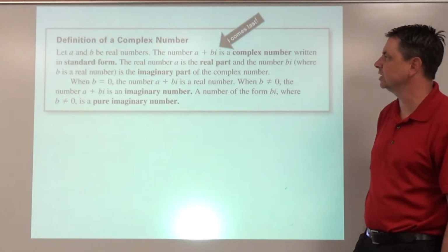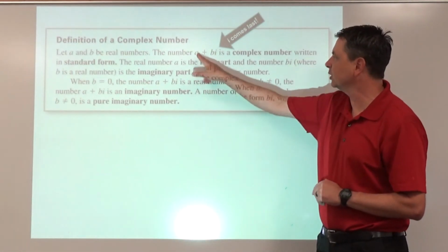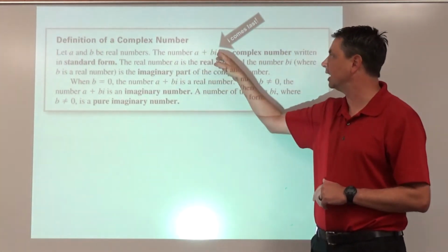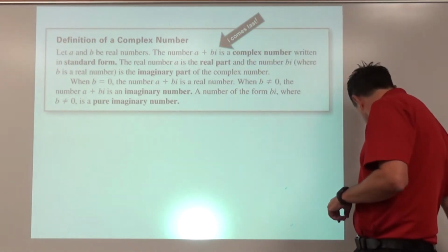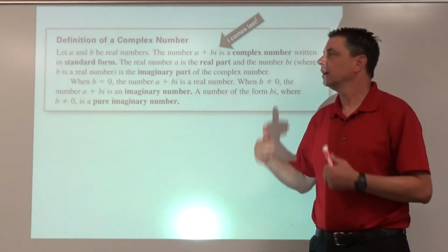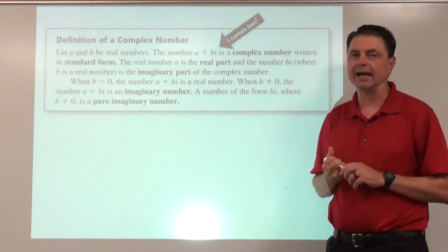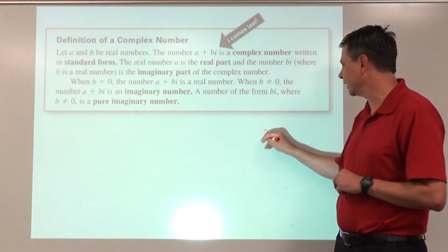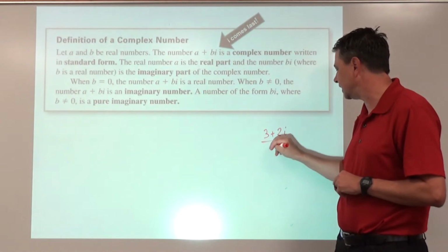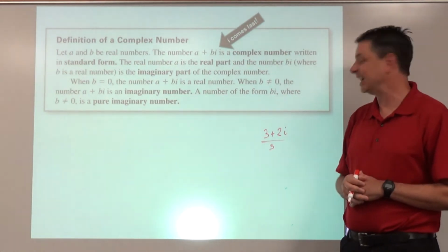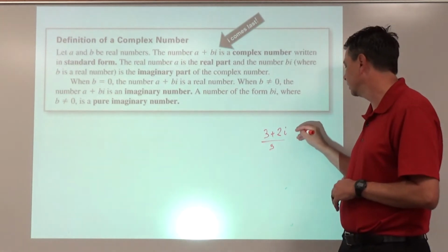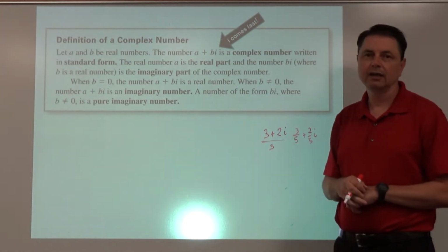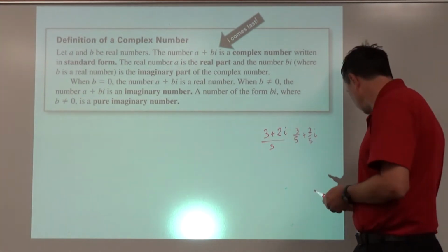Definition of a complex number. A complex number is possibly made up of a real part and an imaginary part. This is known as standard form, a plus bi. The i comes last. So if you're writing a complex number, just make sure you write the i last. Then it's probably in standard form. If you were to write something like 3 plus 2i over 5, that is not standard form, because I did not write the i last. I should have written 3/5 plus 2/5 times i. That would be standard form for that.